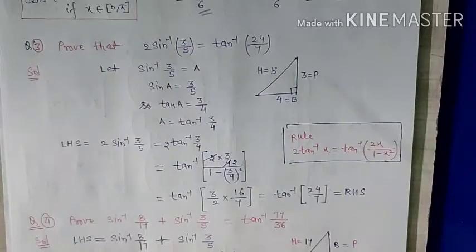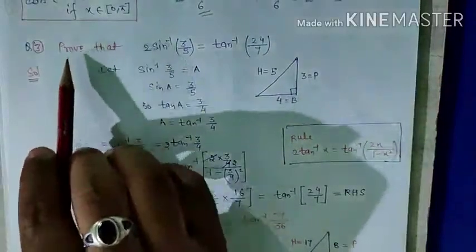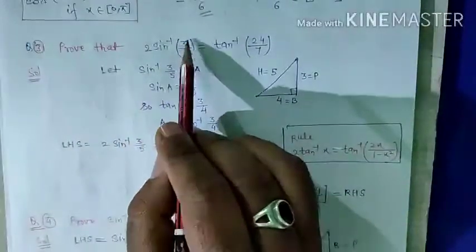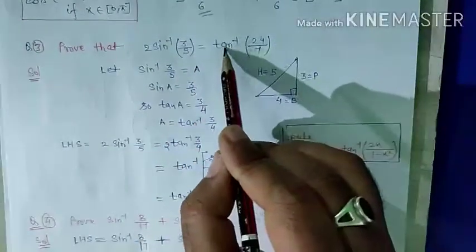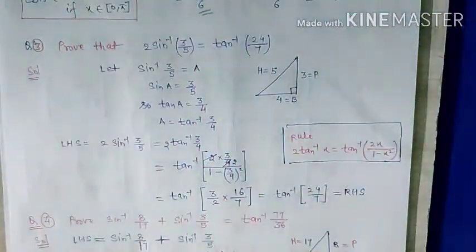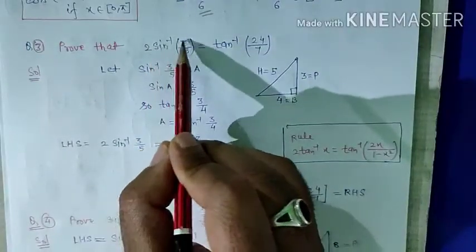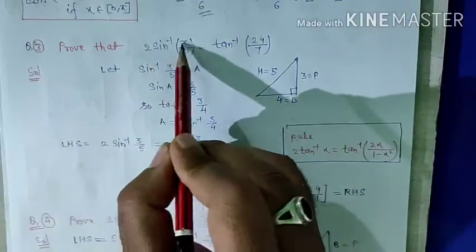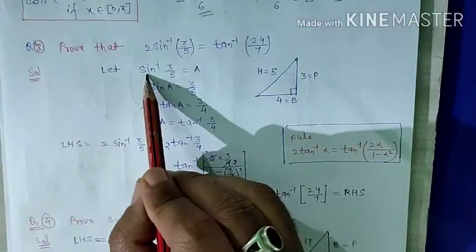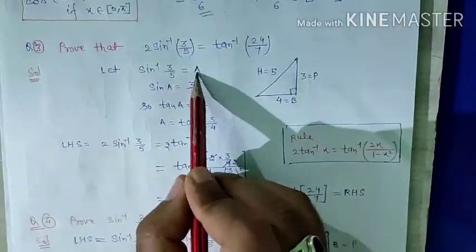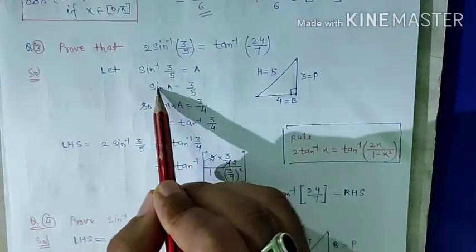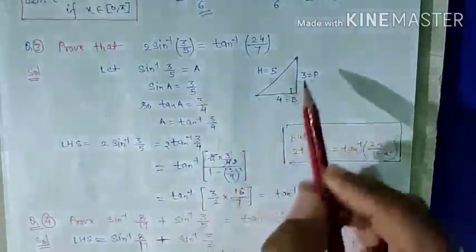3. Question number 2 is for you. Question number 3 says, prove that 2 sin inverse 3 by 5 is equal to tan inverse 24 by 7. Now we'll start from sin inverse 3 by 5. I can write sin inverse 3 by 5 as a, so sin a will be 3 by 5.